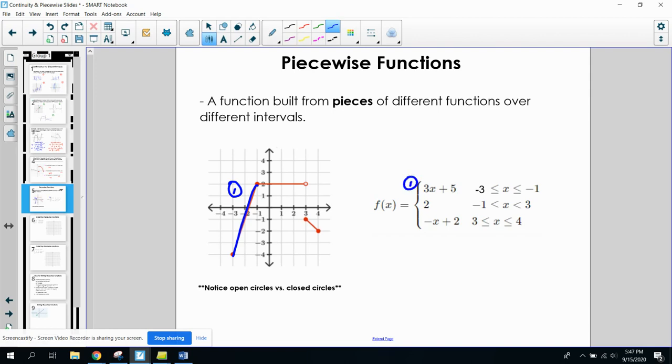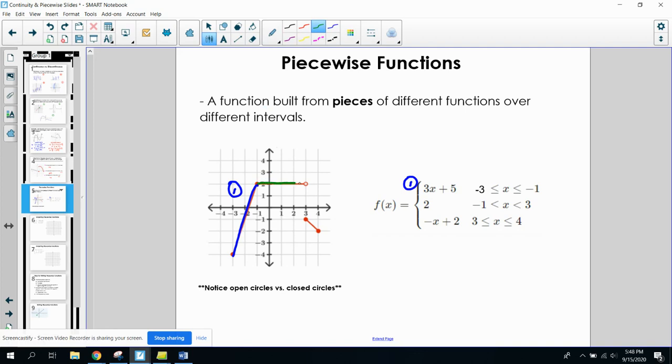So when you're writing these piecewise functions, you go from left to right on the graph, and from top to bottom in the equation. So the leftmost piece on the graph is going to go with the topmost function in your equation. So here, let's look at the next piece.